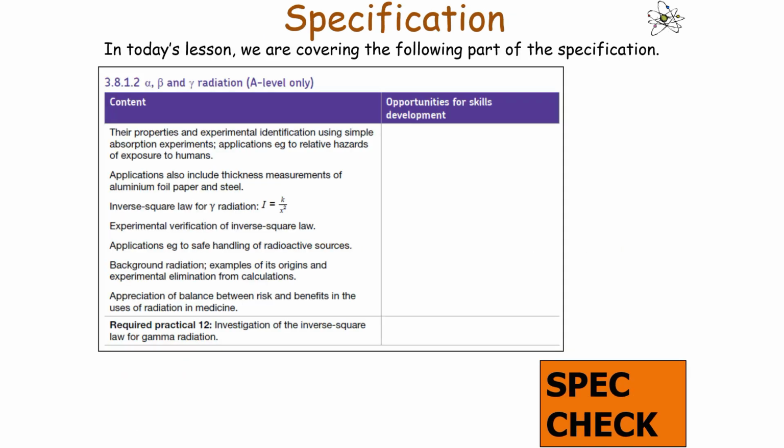This means in today's lesson, we're going to be covering the following part of the AQA A-level physics specification, 3.8.1.2, alpha, beta and gamma radiation.